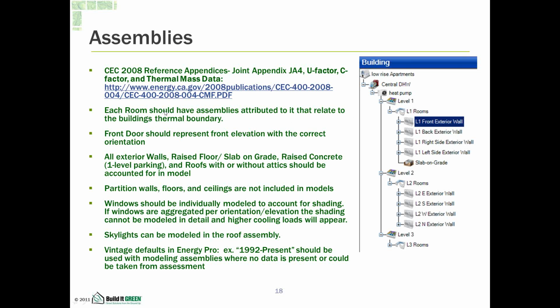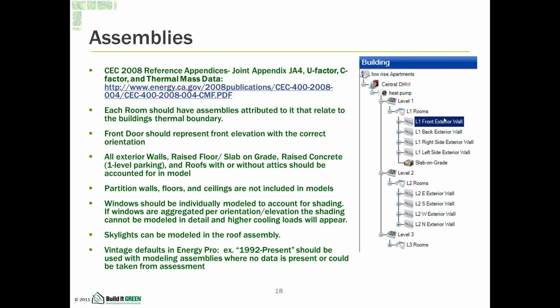So we're not modeling any interior partitions. We're just modeling all of the exterior walls, all the exterior floors, and exterior ceilings. So the front door should be modeled just for the front of the building. So the first floor level should only have the front door. They're not going to be modeling in front doors for all of the residential buildings, just the main entrance of the building, and that's going to be representing our front exterior wall.